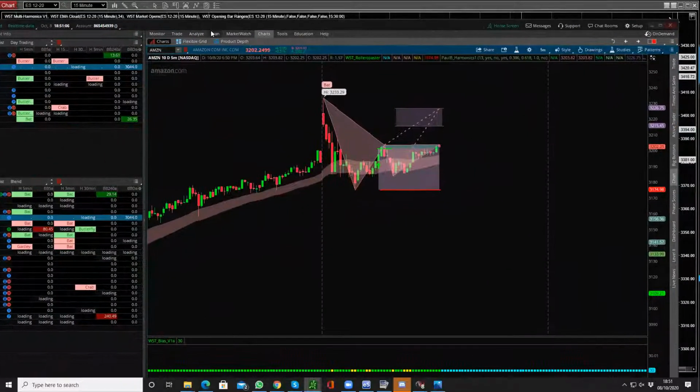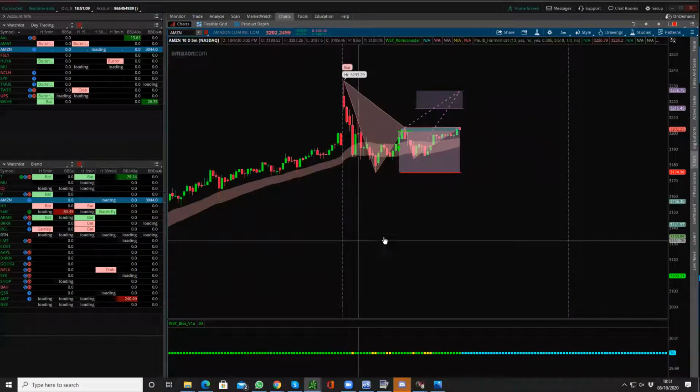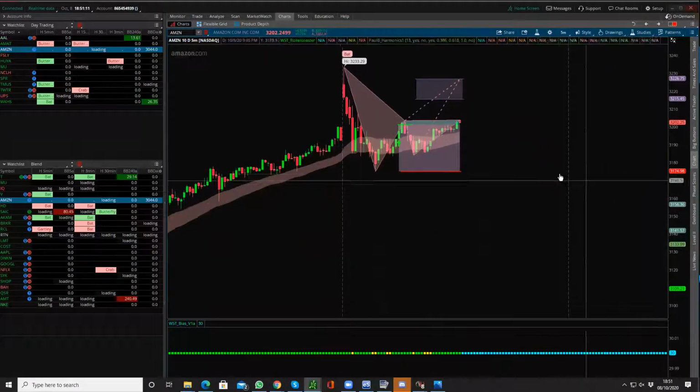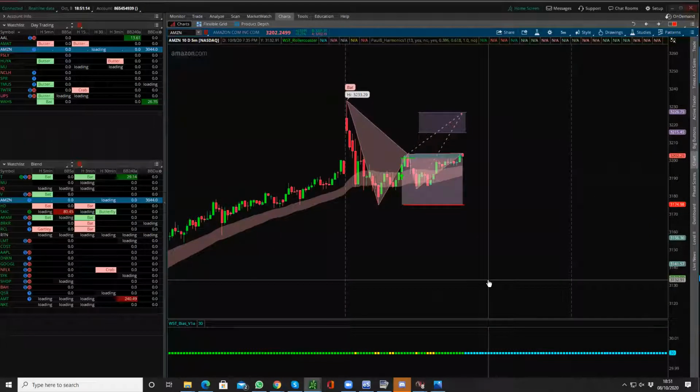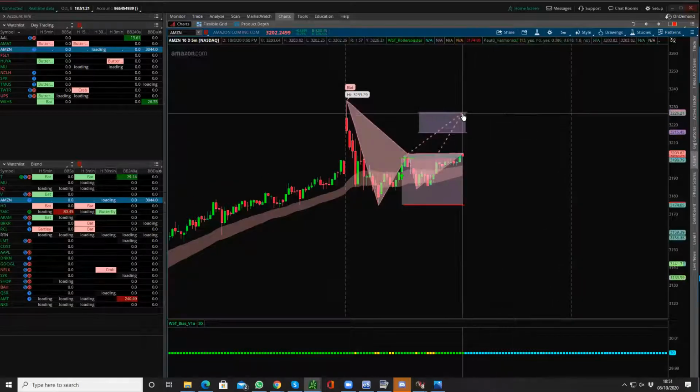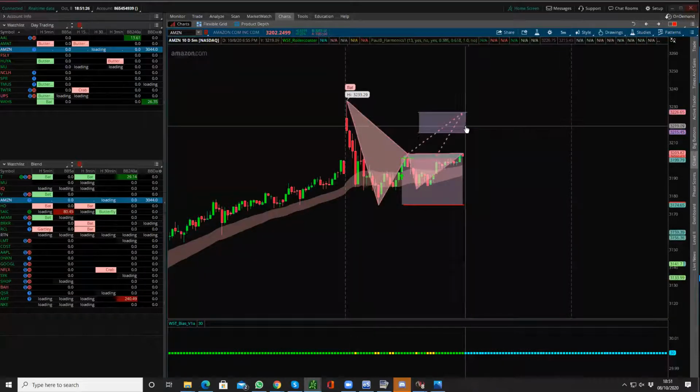Okay, so this is for stocks. It's Amazon on the 5 minute. Okay, look what is forming right now on the 5 minutes. It's a potential bat pattern, but we need it to complete into this zone. It doesn't have to be Amazon, it could be any other stock, but this is cool right now.